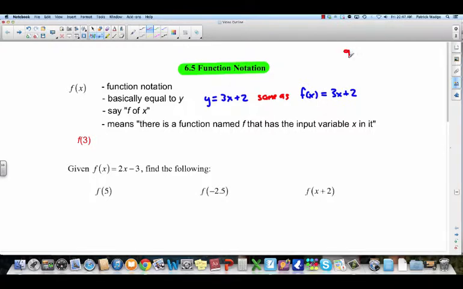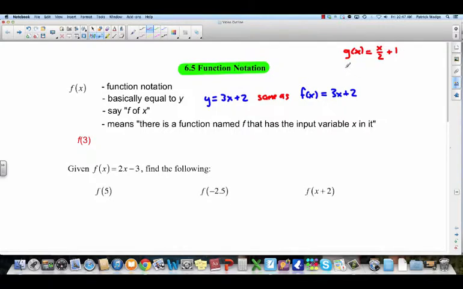It could be g of x. That means I have a different function, and I'm going to name it g. Maybe in this function I'm going to do x divided by 2 plus 1. My input value is x, and there it is. And then I could throw my numbers into x and divide them by 2 and add 1. It doesn't even need to be x.